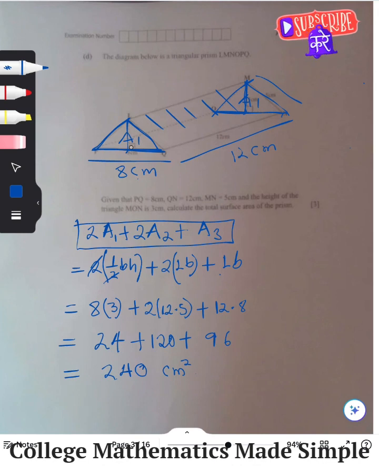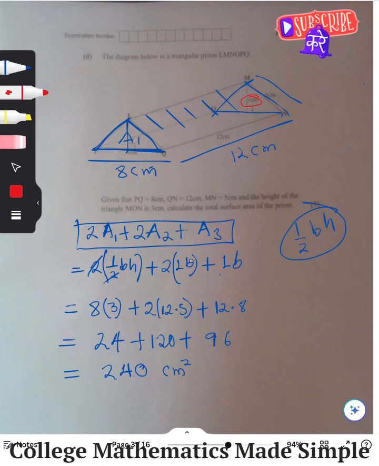Now, A1 is the area of a triangle, and the area of a triangle is given by 1 over 2 BH. Okay, so we have 1 over 2 as the formula, but we have 2 outside, so this will be twice half, so 2 and 2 go, and we remain with the formula. Now, after cancelling 2 and 2, B is the base, which is 8 centimeters, and height is 3 centimeters. This is the height here, 3 centimeters plus twice.